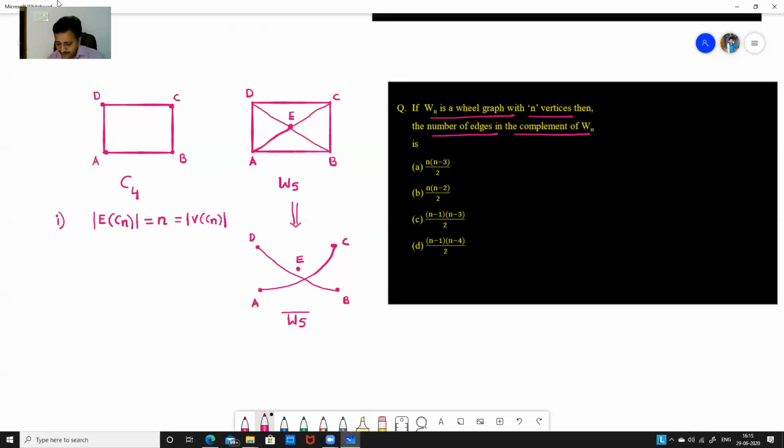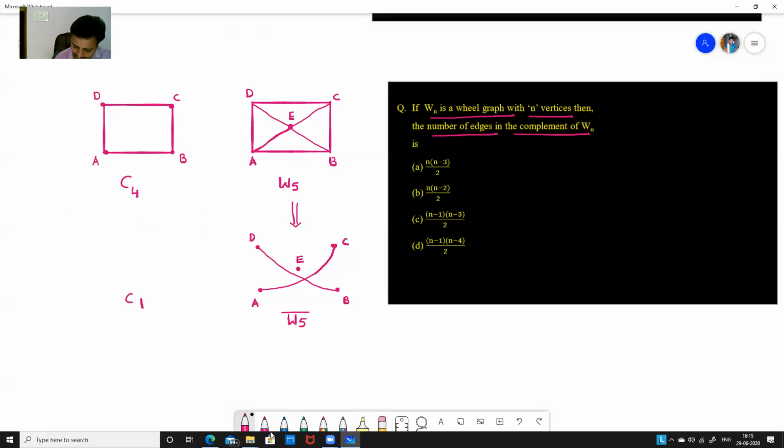One is an isolated vertex, E is the isolated vertex, and the other is a complement of C4. For example, if I want to consider the complement of C4, tell me what is the complement of C4 now? I can simply remove this property. It is not required now. What is the complement of C4?